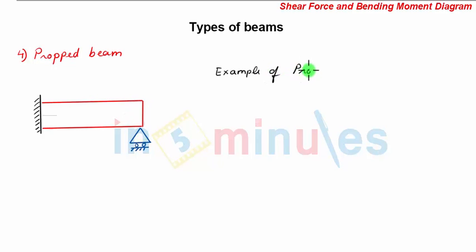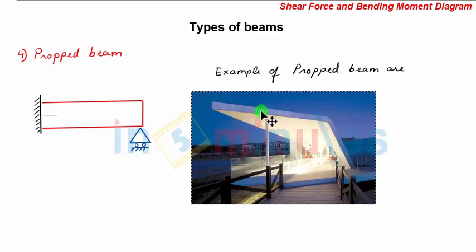Examples of propped beam are, as you can see in this figure, this is a structure which has been fixed at one end over here and it has been simply supported by a simple column. So this is an example of a propped beam. The load of course is actually the weight of this structure.